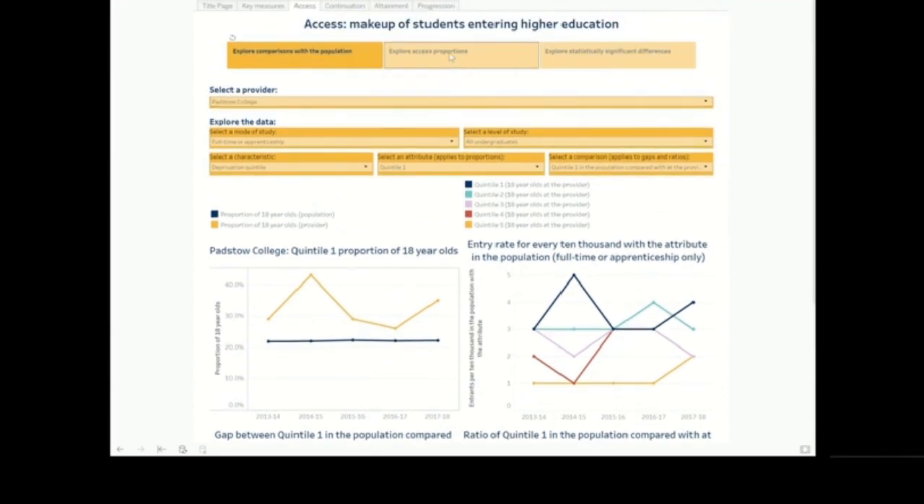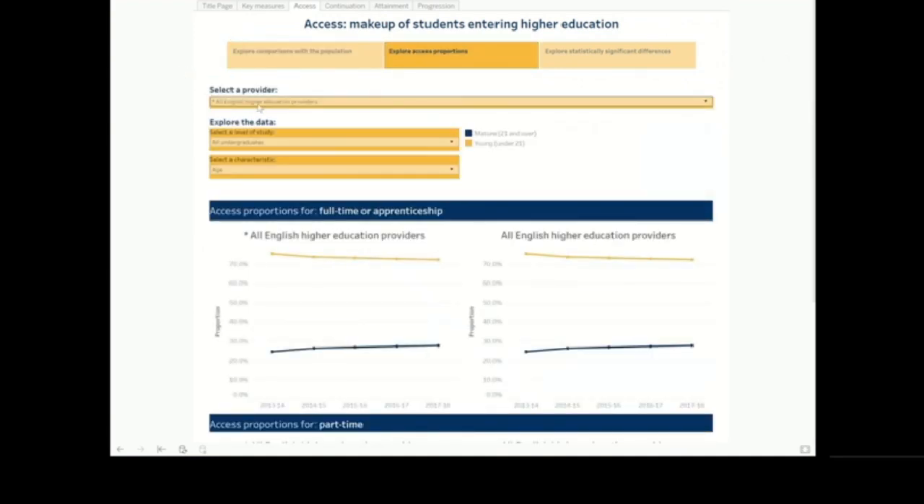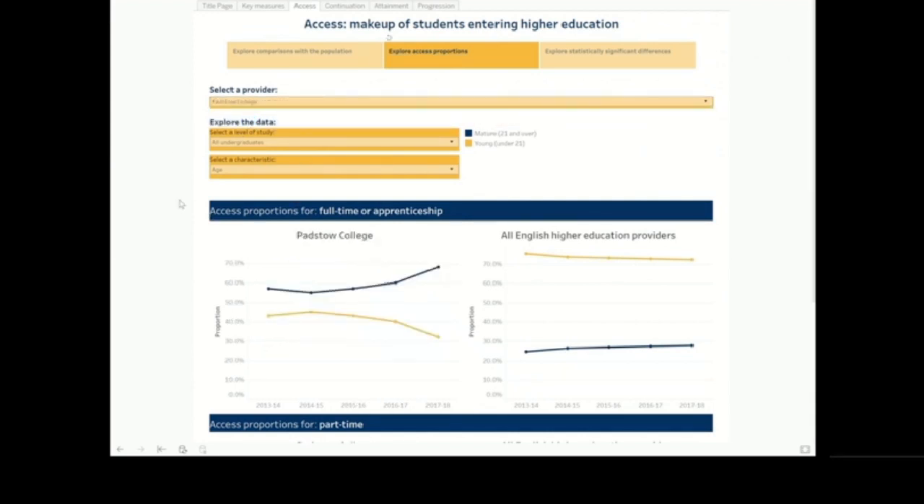We can explore access proportions by selecting the yellow box at the top of the page. We can select a provider of interest and explore the data we are interested in. The charts below show the proportion of students within each characteristic at the provider. We are no longer restricted to just looking at 18-year-olds here. The initial selection allows us to explore the proportions of students in different age categories.